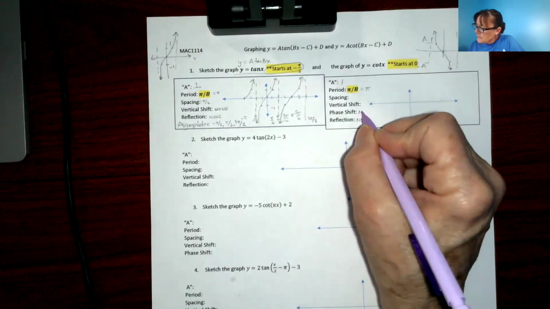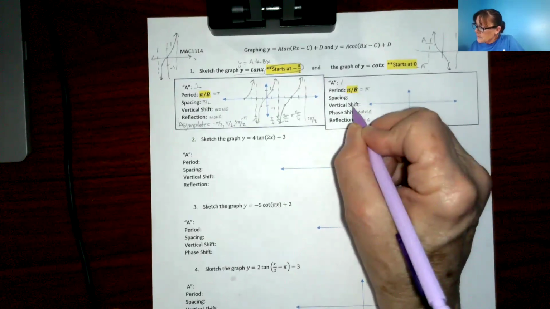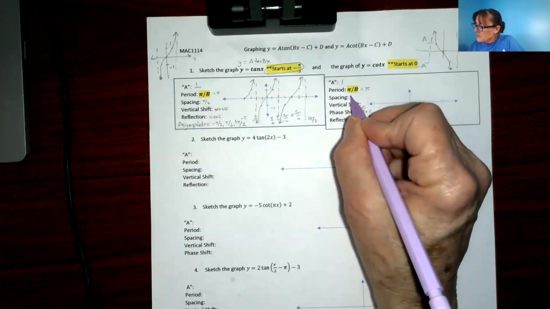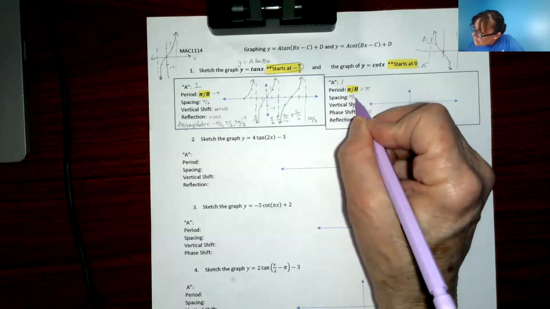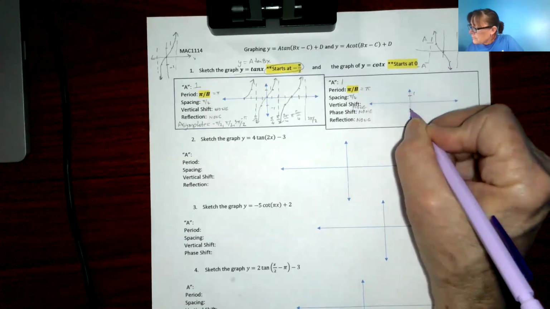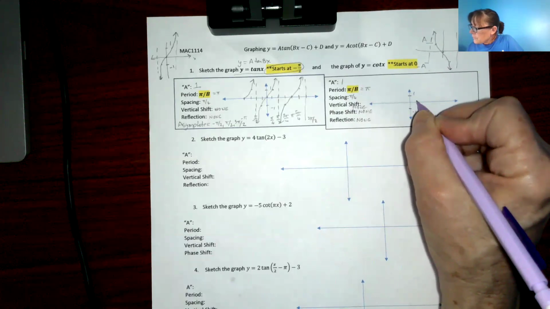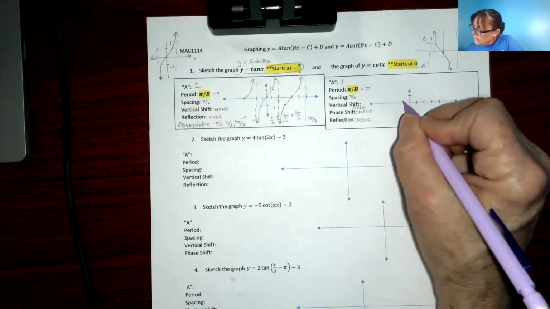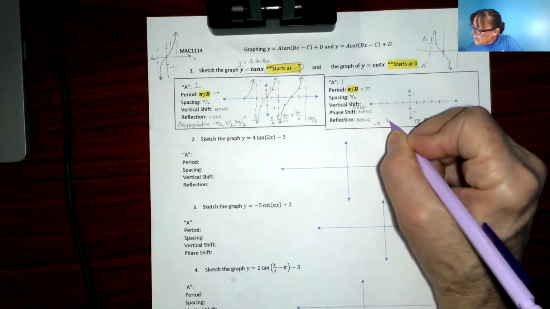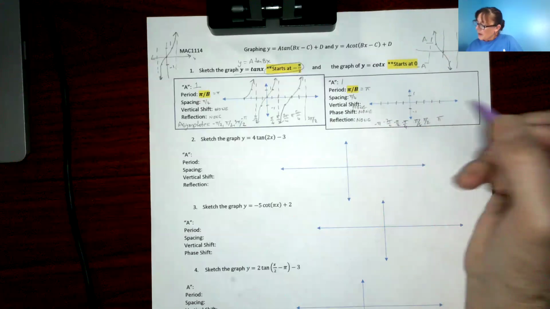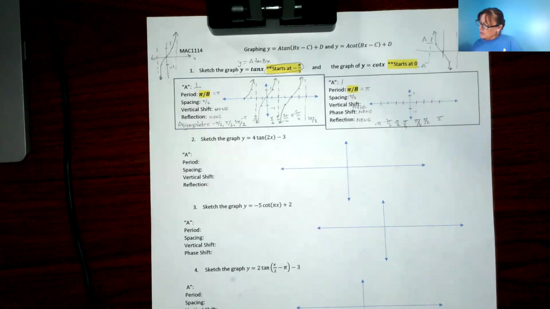There's no phase shift. There's no vertical shift. The spacing is going to be pi over 4. So let's just do this. 1, negative 1, pi over 4, pi over 2, 3 pi over 4, pi. Let's go backwards: negative pi, negative 3 pi over 4, negative pi over 2, negative pi over 4. Okay, the pattern is asymptote, high, middle, low, asymptote.